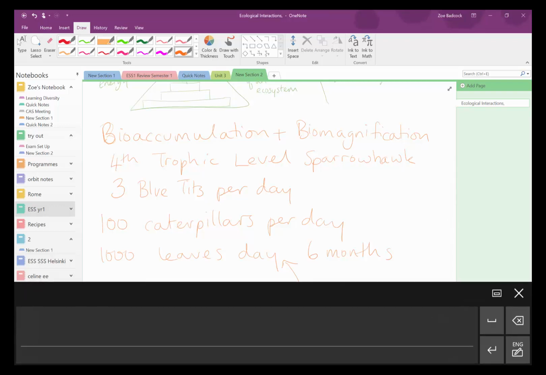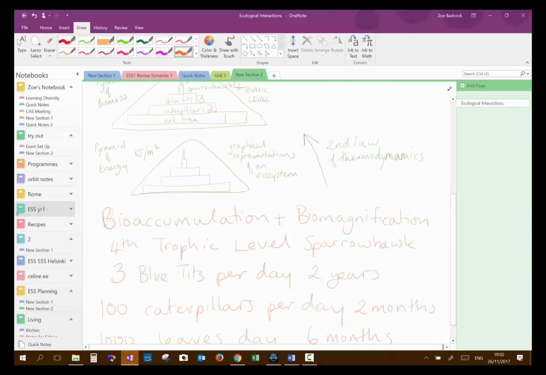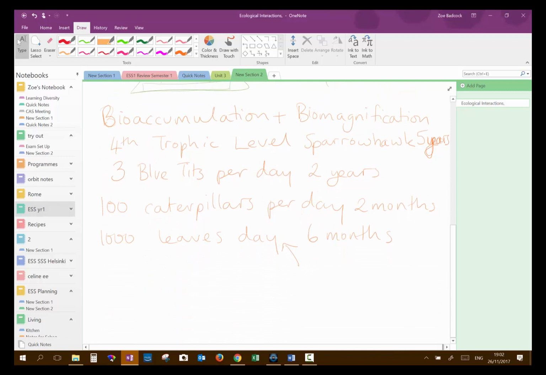Then the caterpillars, they're probably only going to live for maybe 2 months. The blue tits might live, let's say, 2 years. And the sparrowhawk, if he's lucky, might live 5 years. This is just a made-up example. I don't have real data here. It's probably less than 5 years. Now, what happens if, let's say there's a contamination problem in the area and there's mercury in the soil.